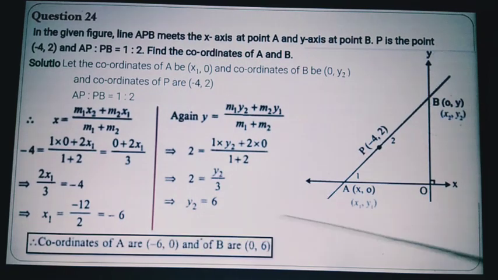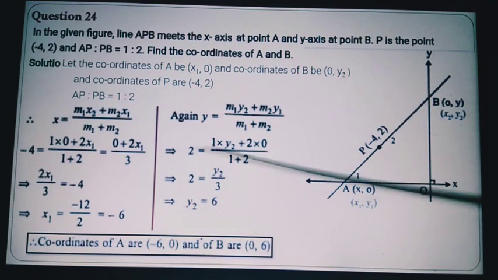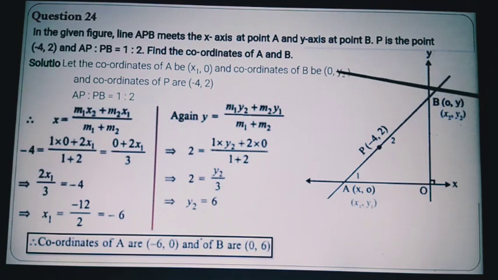Therefore the coordinates of A will be (x1, 0), and x1 is -6, so it will be (-6, 0). And the coordinate of B is (0, y2), and y2 turns out to be 6, so it will be (0, 6). You may pause the video to note this down.